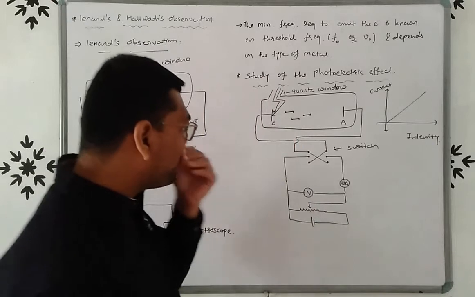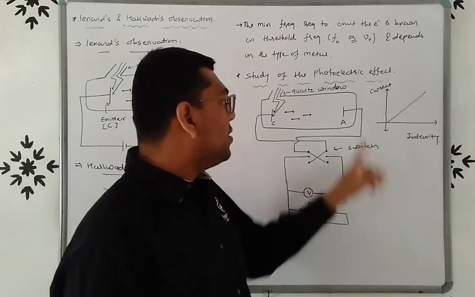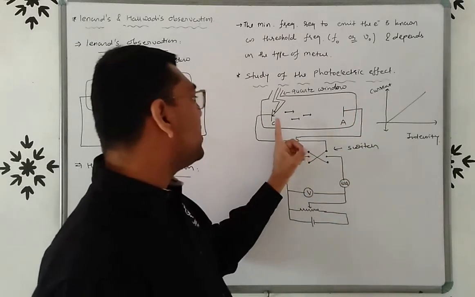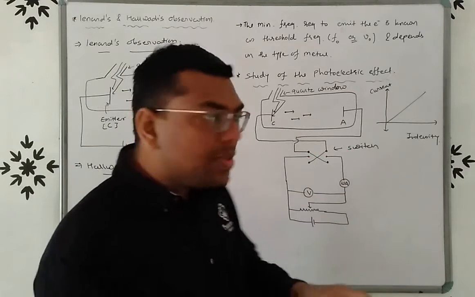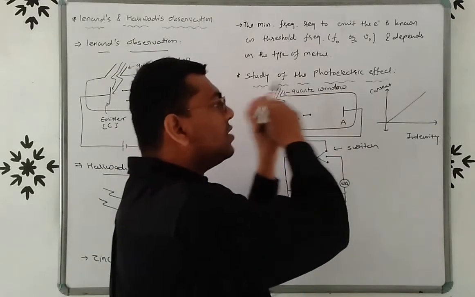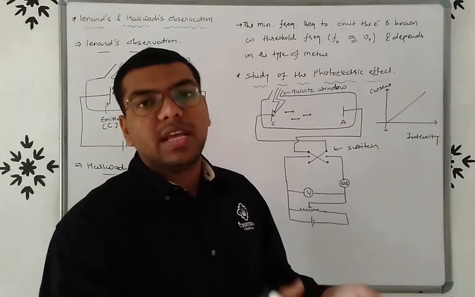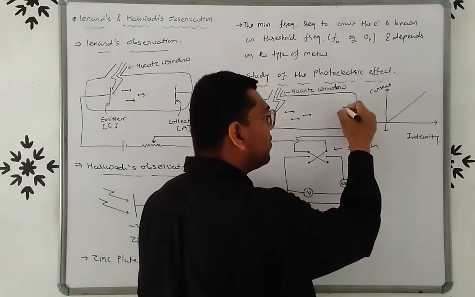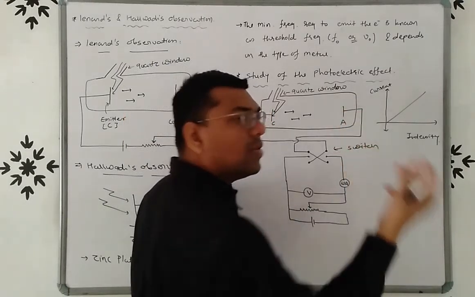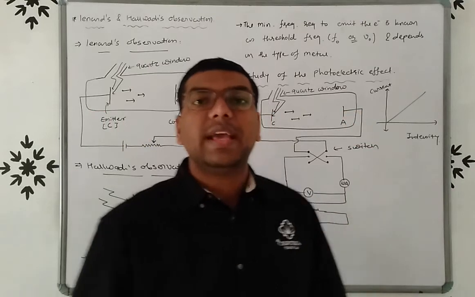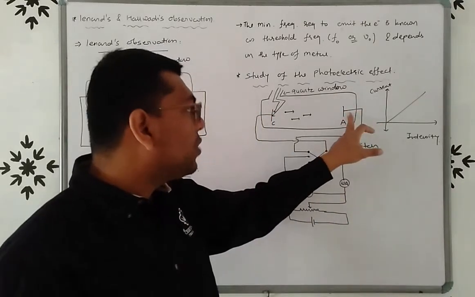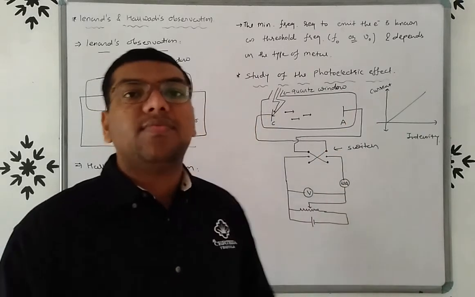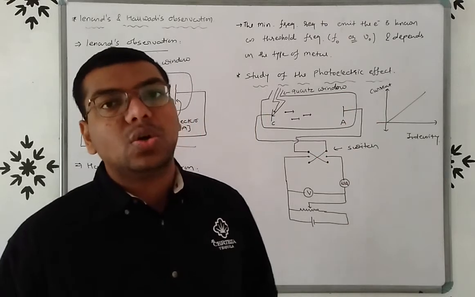Now friends, see, here we know that this collector is kept positive with respect to the emitter. Due to this, the photoelectrons travel towards the collector. So there is a flow of current, right? So as the potential of this collector increases, we know that the flow of current also increases, right? If the potential of this collector is increased, then the flow of current also increases.